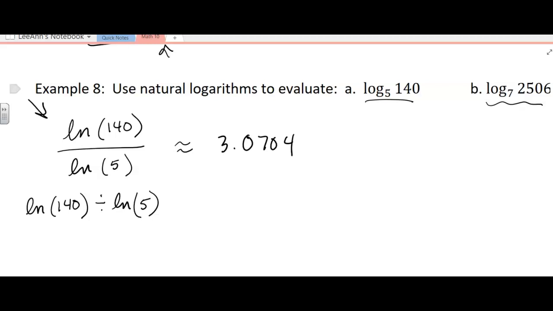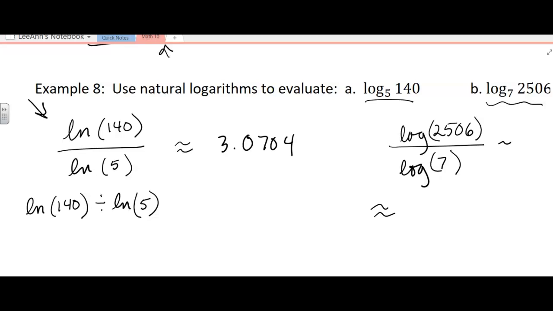So you have log base 7 of 2506. So I'm going to write log, or I could do a natural log. I should have done a natural log. 2506, and that's going to be in parentheses, divided by log 7, and that's going to be in parentheses. And then I'm going to figure out the decimal approximation. All right, and I'll just go to 4 decimal places. They may say, hey, we want the approximation to 2 decimal places.